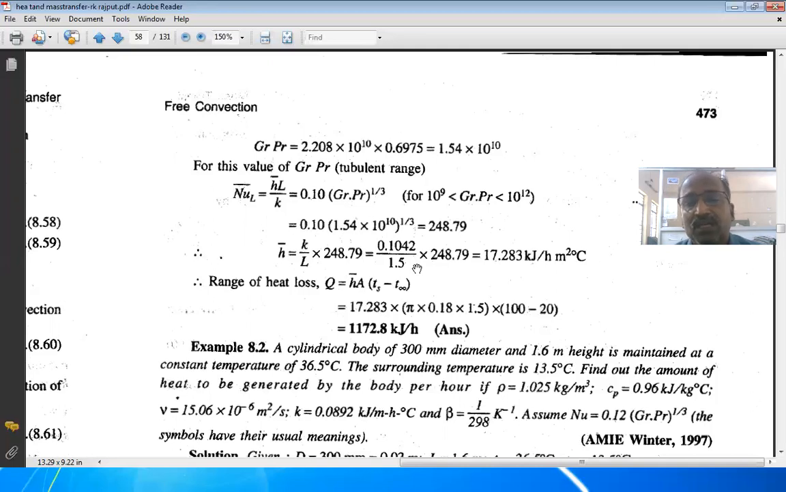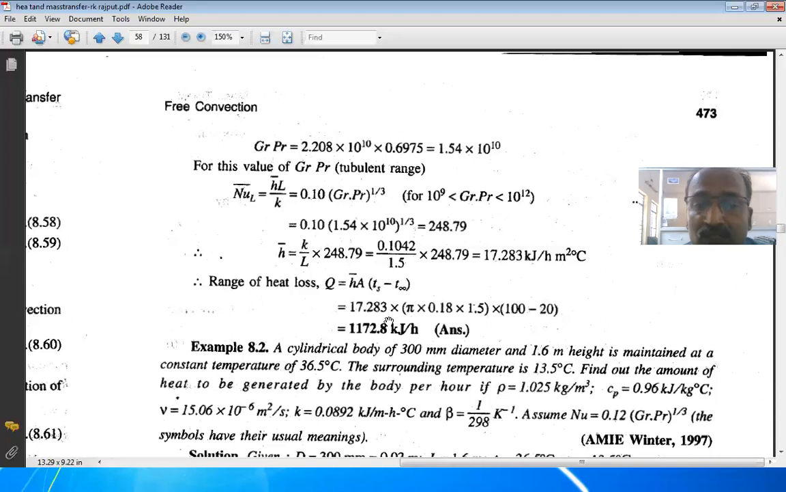Up to this point everything is okay, but at this particular point, whether the product of Gr and Pr falls in the laminar range or turbulent range, you have to find out very carefully. In the data book, different equations are there for different ranges. Sometimes many equations are there. You have to use the most widely used equation for the particular range, and you have to identify the range. This range is turbulent range. Then you have to go for the rate of heat loss. That is very, very important.